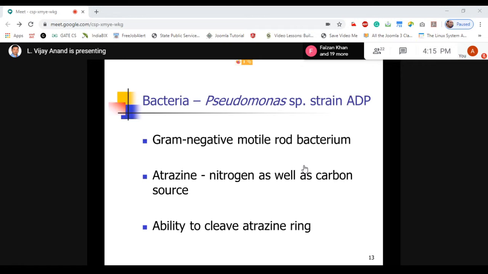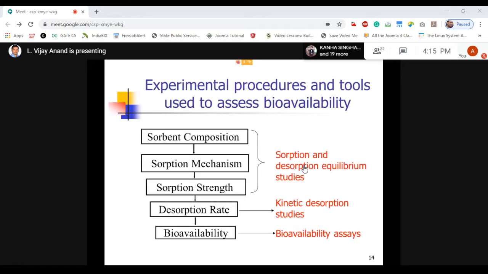Okay. So next, moving on to the experimental. Actually, the experiments involve three different sets of experiments that are highlighted in red on the right side of your screen. Actually, we have conducted sorption and desorption equilibrium batch studies, kinetic desorption studies, and bioavailability studies.